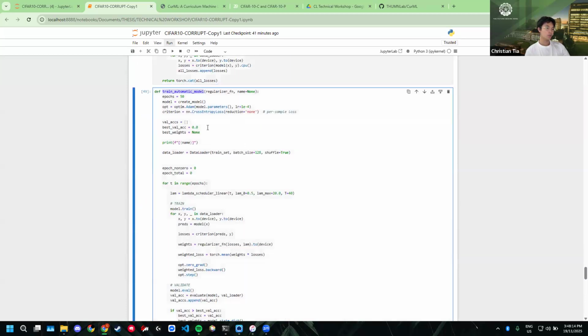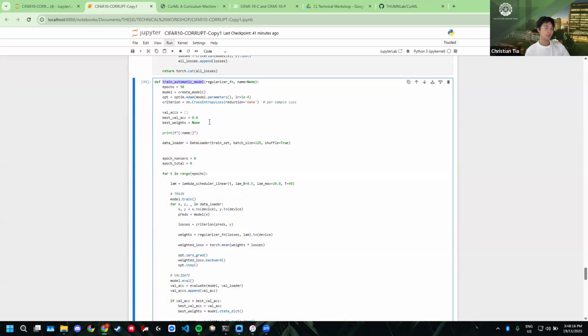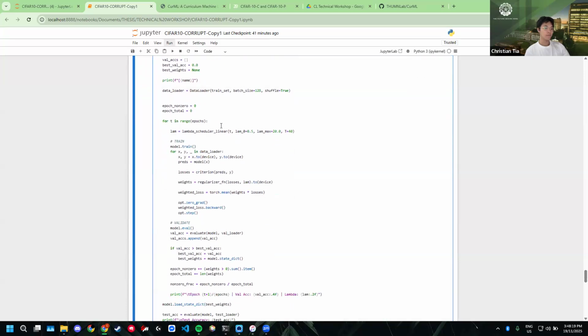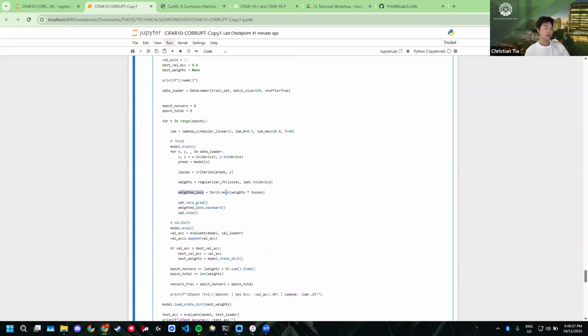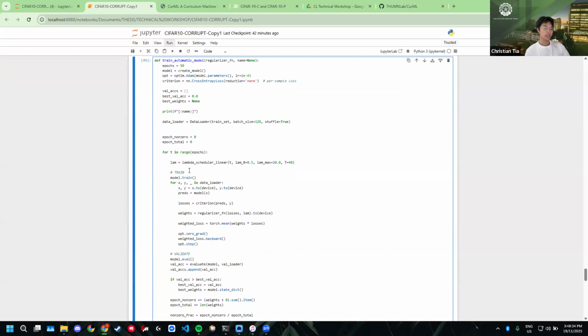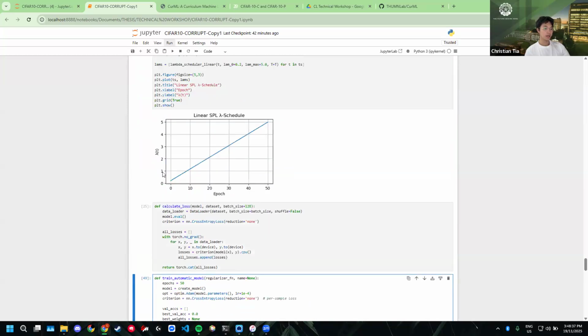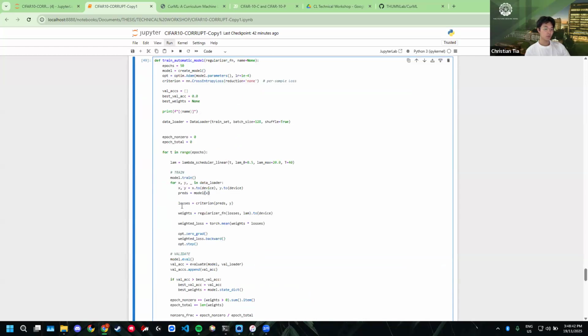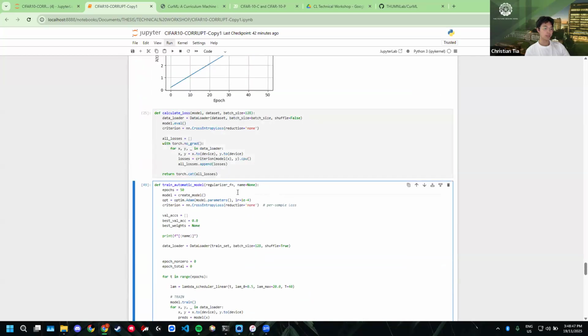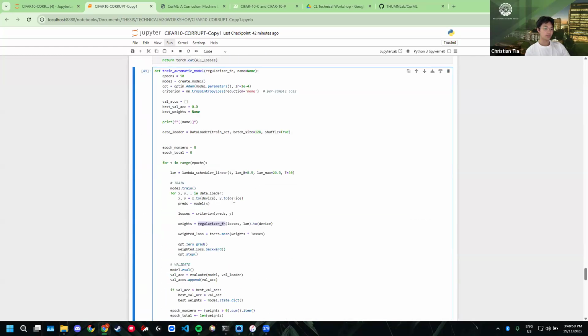So now we have defined a new function for training the automatic model, where instead of using subsets, you just apply the weight of an example when you're doing the back propagation. Here we calculate lambda based on the scheduler as shown here. And then when we're training, we get the loss, and then we calculate the weights based on that regularizer that we define, either hard or linear.